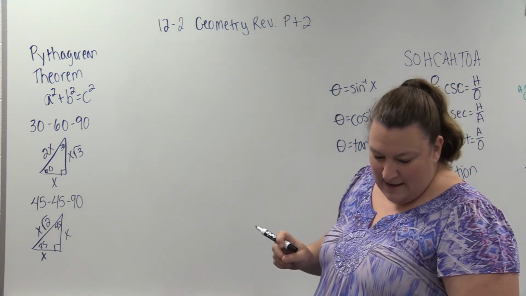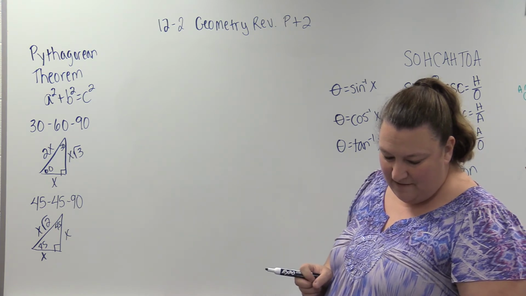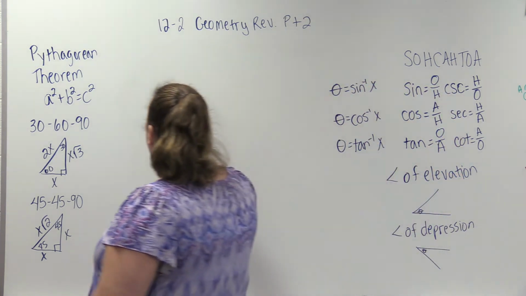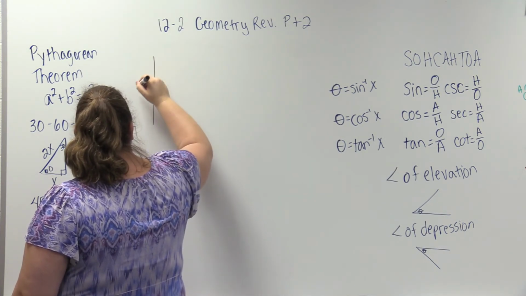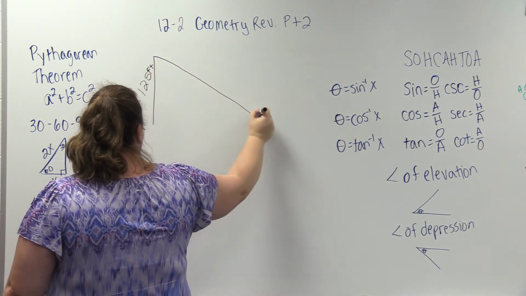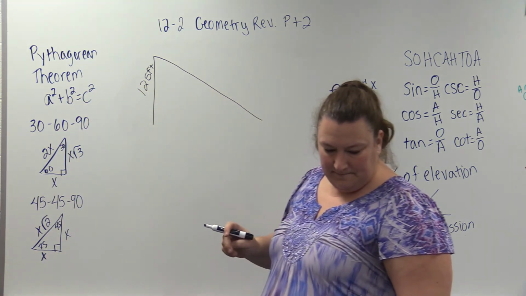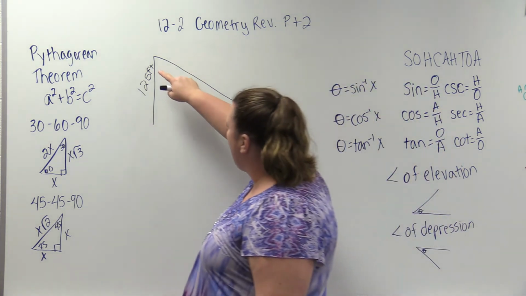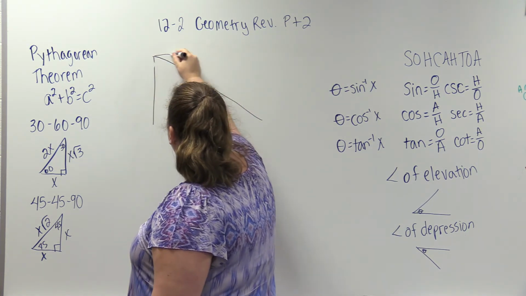Now, a fire is spotted from the top of a 125-foot tall fire tower. This is 125 feet. So I'm going to put that up here. That makes it a little bit easier because I'm looking at my angle of depression.